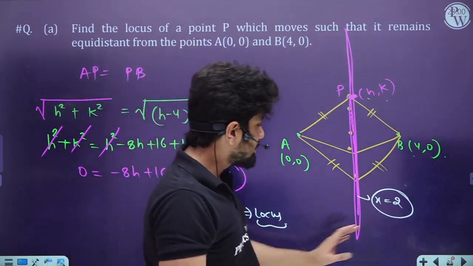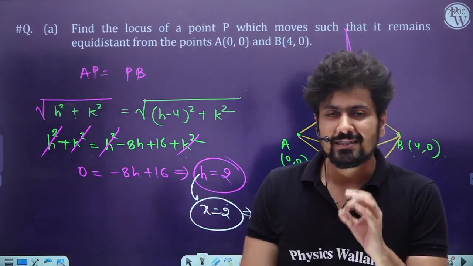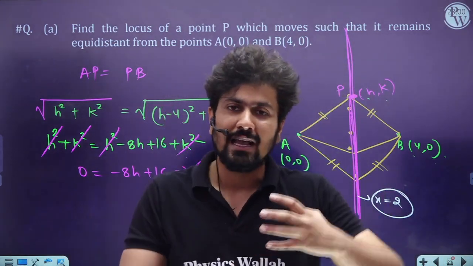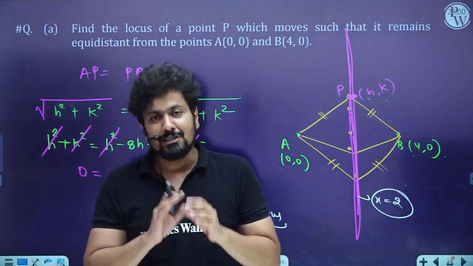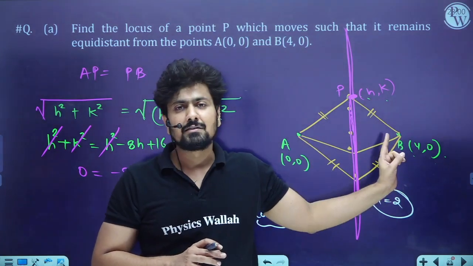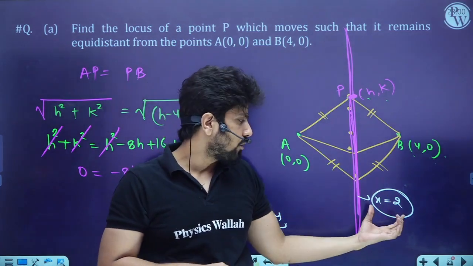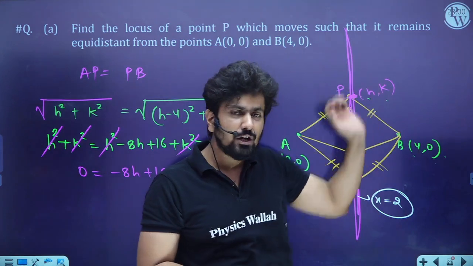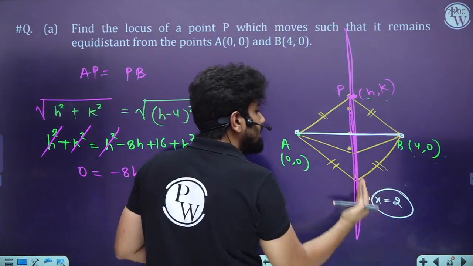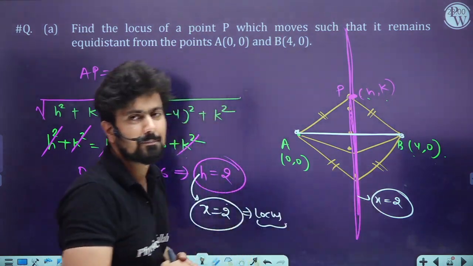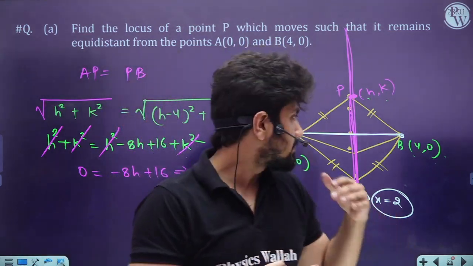Now, we got the equation, we got the answer, that's fine. Apart from that, what else did we learn from this equation? There's a very hidden thing that you must have learned in this equation. And that hidden thing is that locus of a point which is equidistant from two given points is their perpendicular bisector. This line, X is equal to 2, is the perpendicular bisector of line segment AB. If I join the line segment AB, their perpendicular bisector is this line. So this is a very important concept that we have learned in this question.